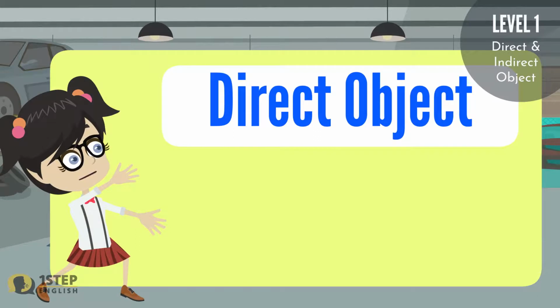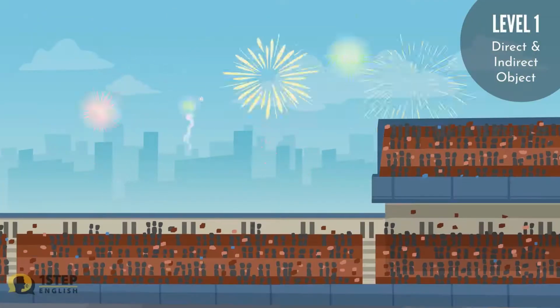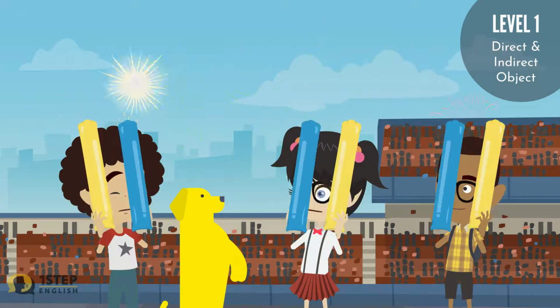Direct object. It is a noun or a pronoun that receives the action of the sentence. It answers the question, what? Here are some examples of direct object.